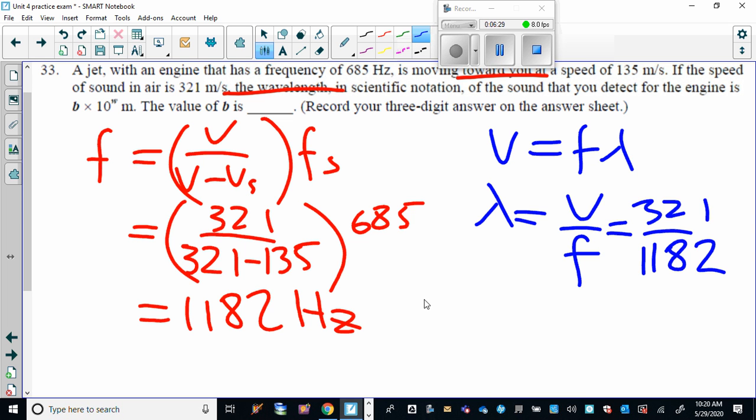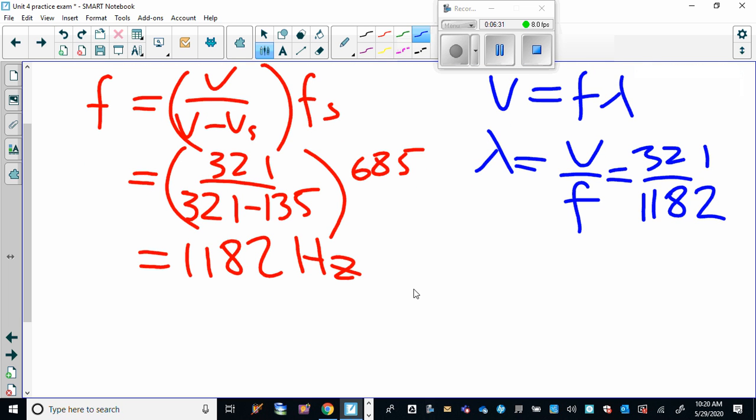And it's going to turn out to be 2.72 times 10 to the negative 1. So yeah, 0.272 meters is the answer to that question, and that's the end of the practice test.